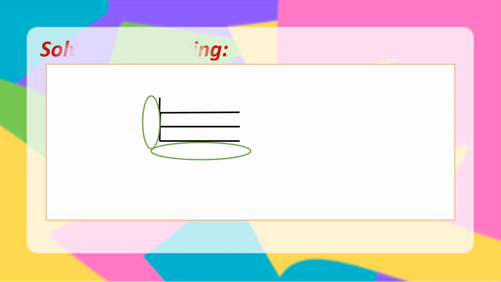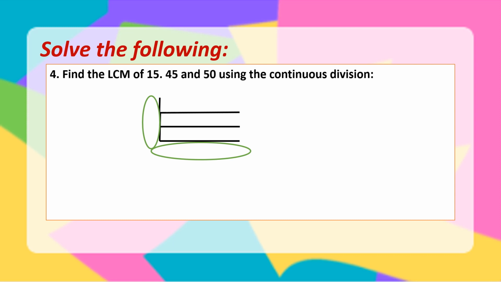Okay, for the last given, which is trying to solve for the LCM of 15, 45, and 50, think of a number that can be divided to 15, 45, and 50, which is a prime number, and that is 3. So, 15 divided by 3 is 5, 45 divided by 3 is 15, and 50 divided by 3 cannot be. Now, the quotients are 5, 15, and 50. Think of a number that can be divided to these three given numbers, and that is 5.